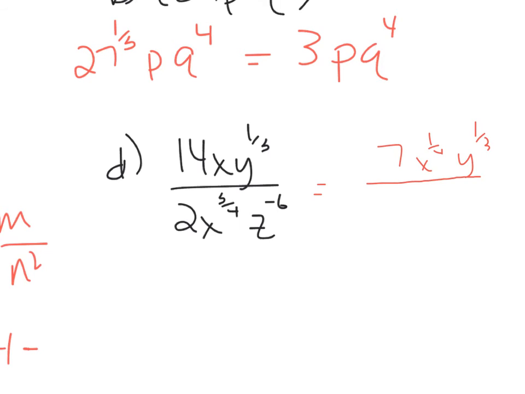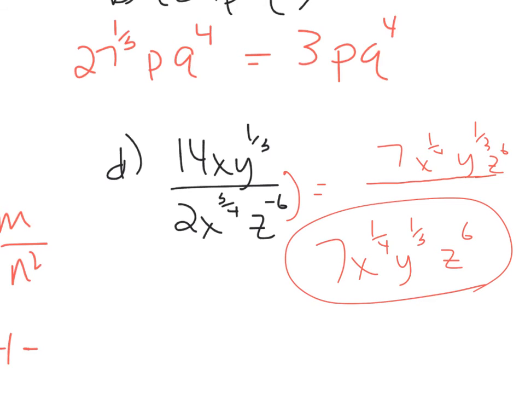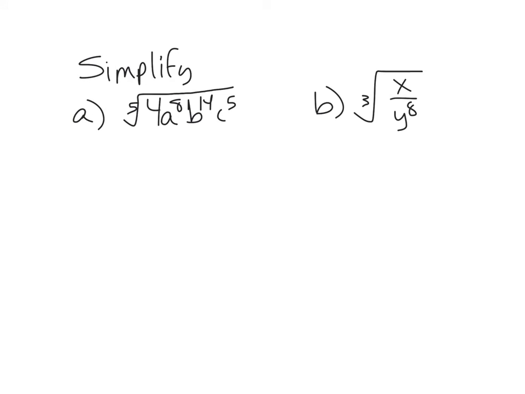My z is negative, so it needs to come to the top. So it's going to be z to the 6th. That looks kind of weird right there. So my final answer is x to the 1/4 because I subtracted, y to the 1/3 because there's nothing to do with the y, z to the 6th on top because it's negative, so it gets flipped. And there it is.